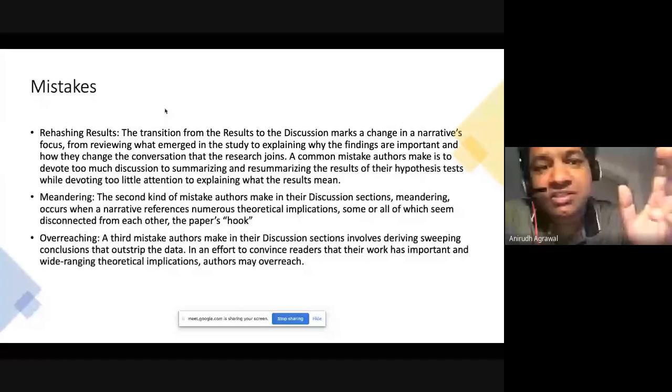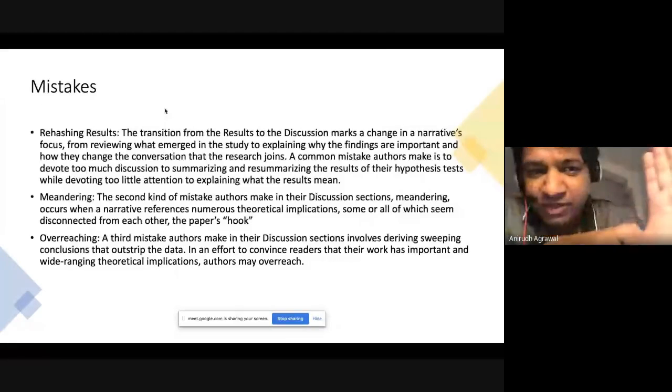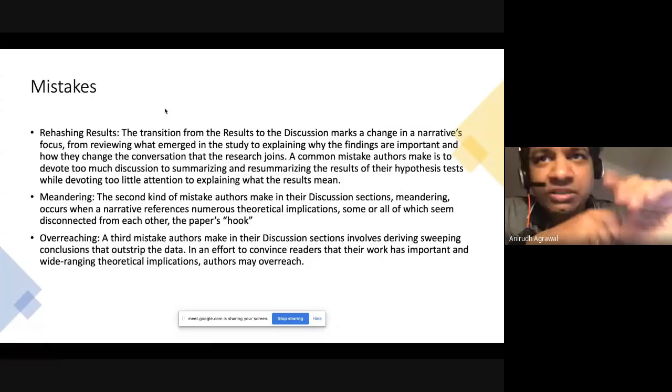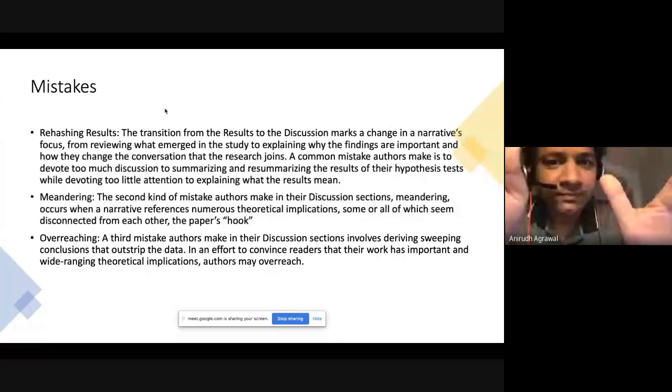Meandering: the second kind of mistake authors make in their discussion section is when the narrative references numerous theoretical implications, some or all of which seem disconnected from each other or the paper's hook. So when you write a research paper, you should focus only on one or two theories. That's it. If you focus on only one theory, then it's perfect. If you write two theories, it's okay, but not more than two theories.